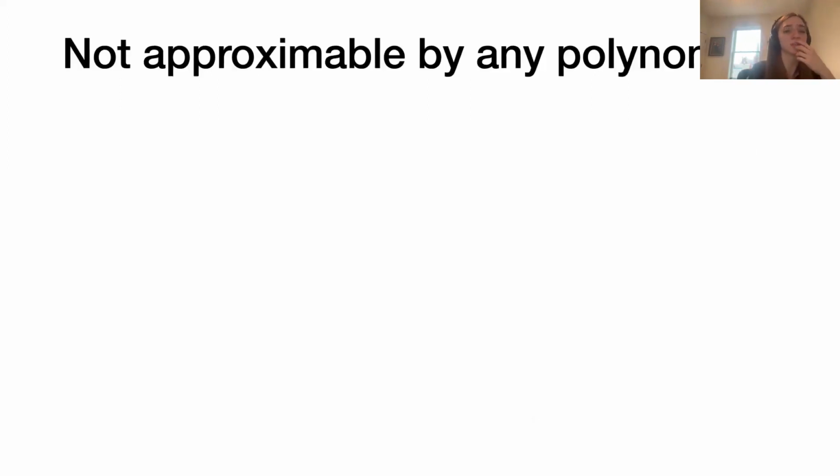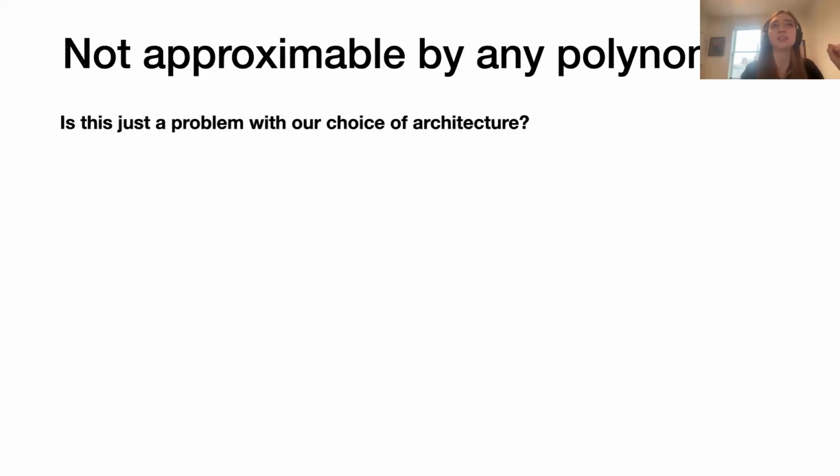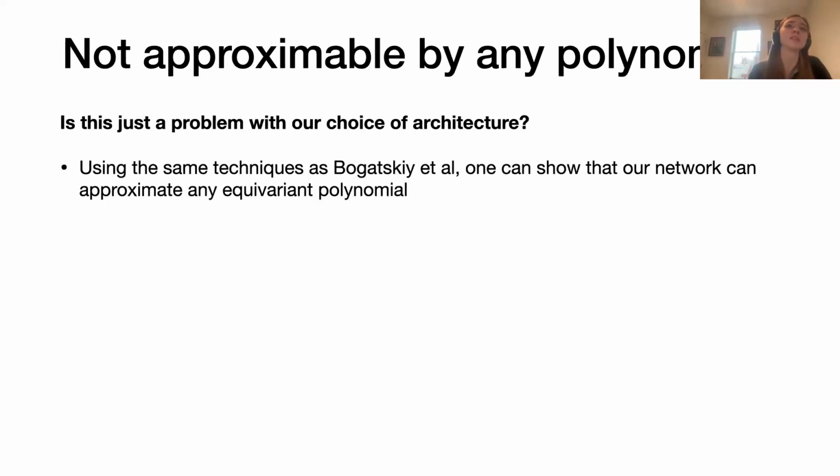And in fact, there's something stronger that we get out of this, which is that this function is not approximable by any equivariant polynomial. And this is really surprising. This means that all of this Stone-Weierstrass theory doesn't actually help us here. So you might wonder, is this just a problem with how you defined your architecture? And what we want to say is largely no, because what we can show and thought was sufficient is that our network can approximate any SL2R equivariant polynomial using these transvectant operations.